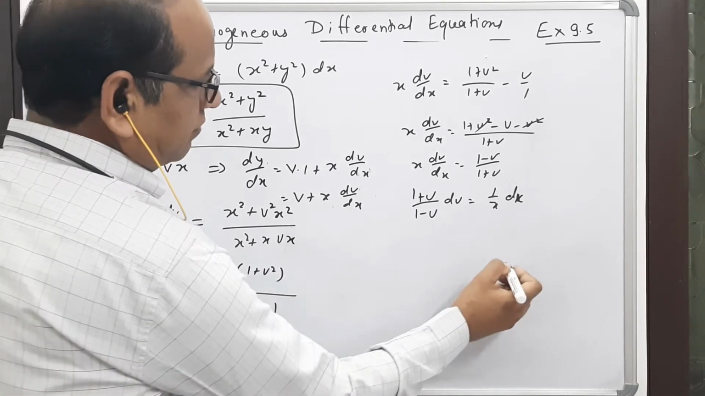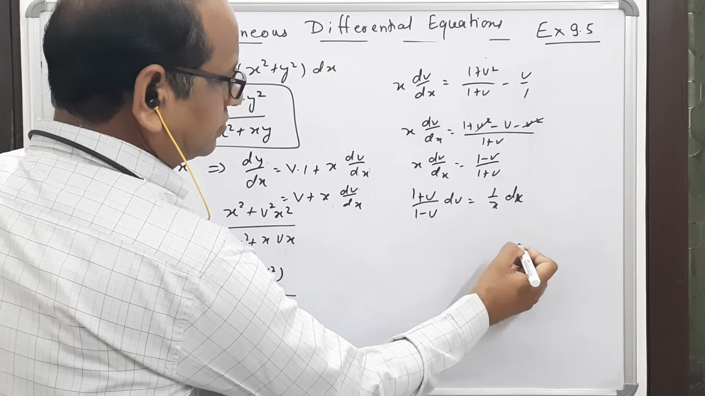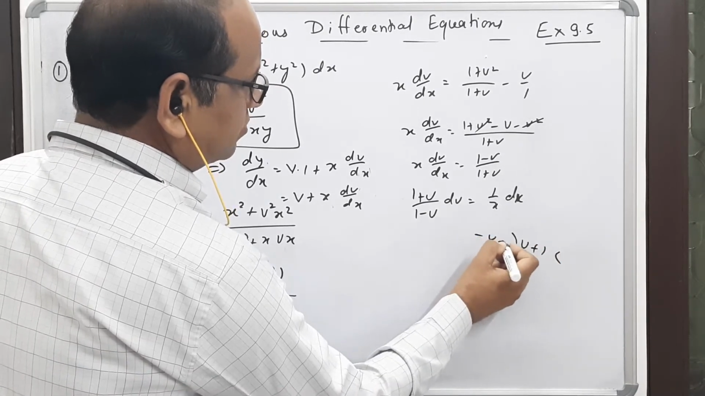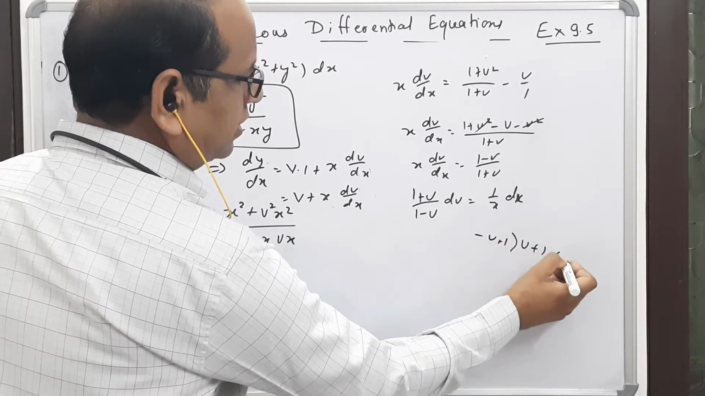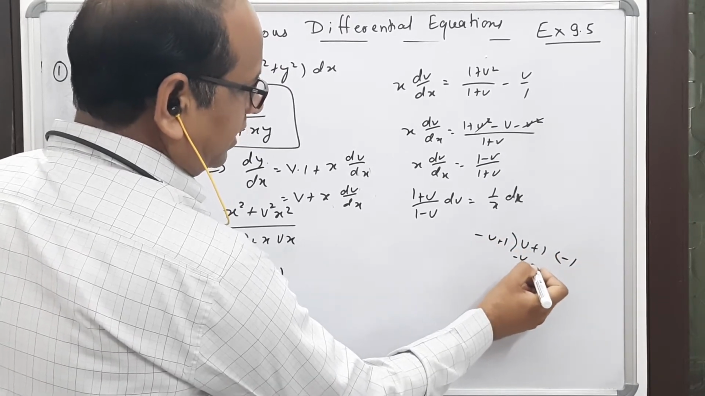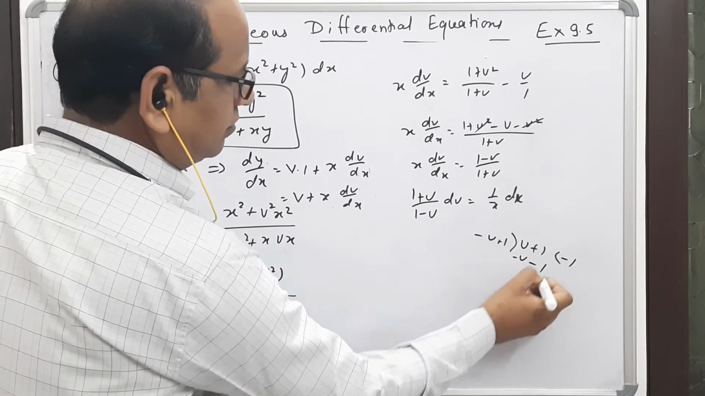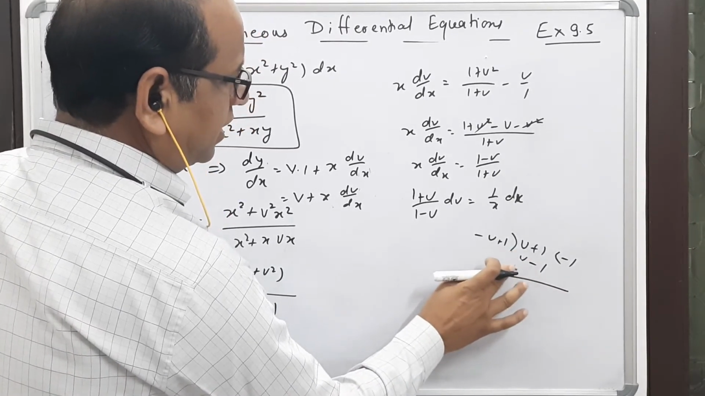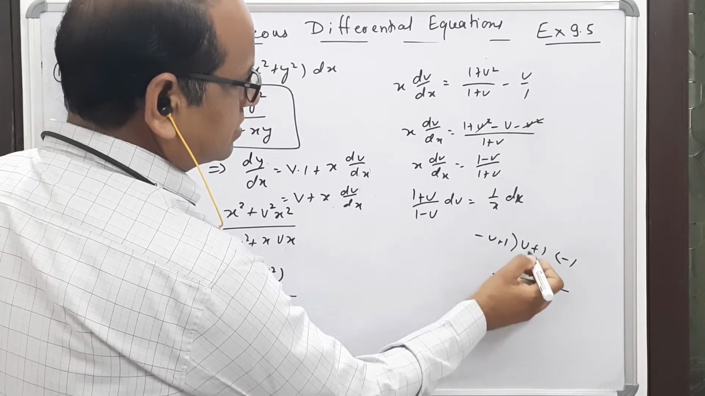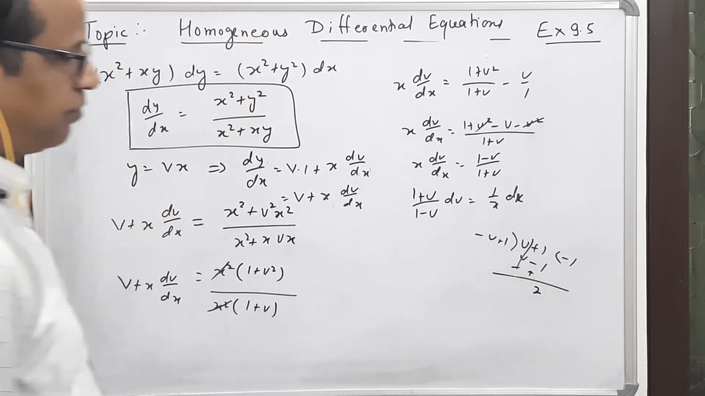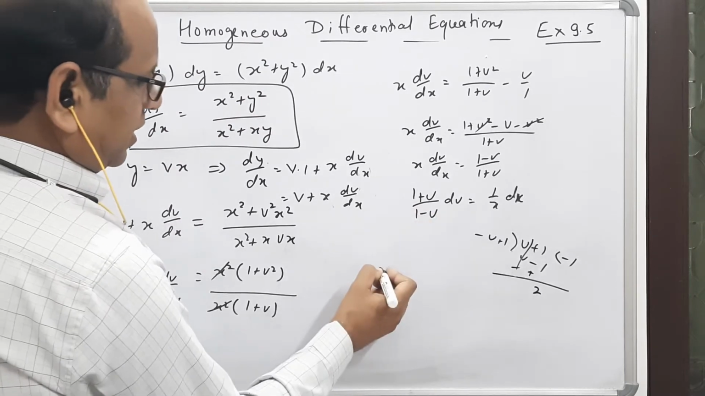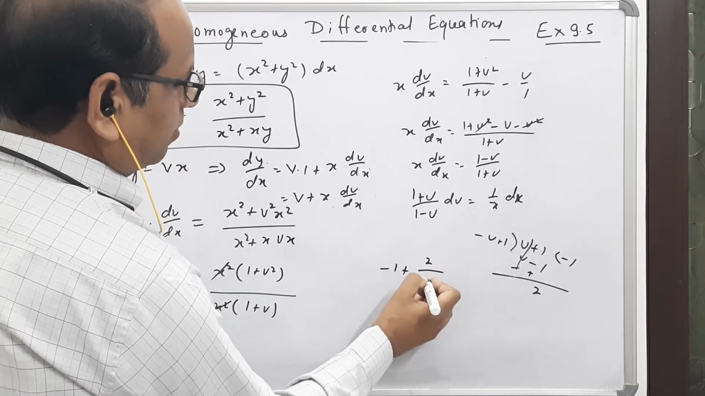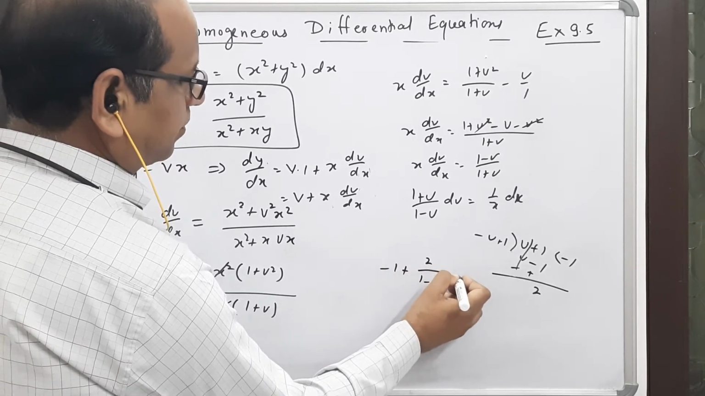So this part will be v plus 1 divided by minus v plus 1. So it is minus 1. So minus v and minus 1. So plus v and minus 1. So here it is plus minus, it is cancelled and it is 2. So this term can be written as minus 1 plus 2 upon (1 minus v) dv.